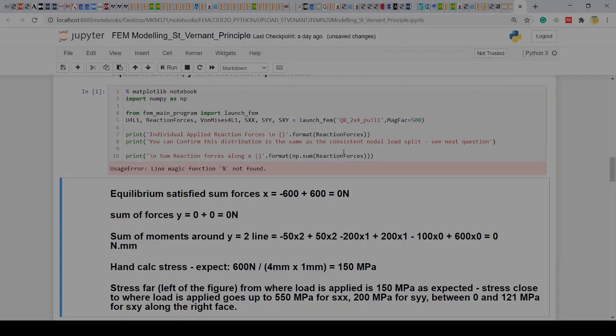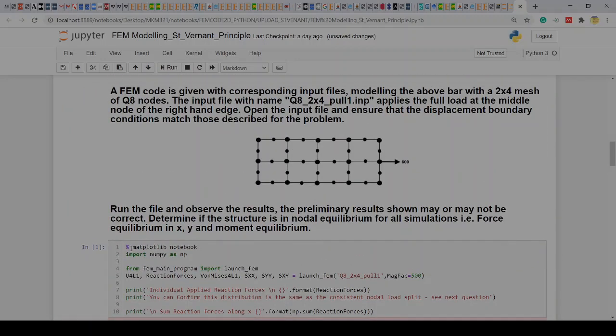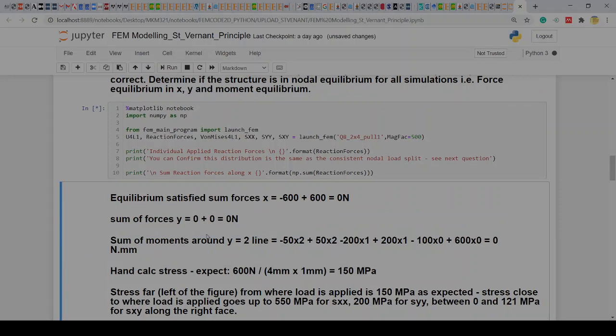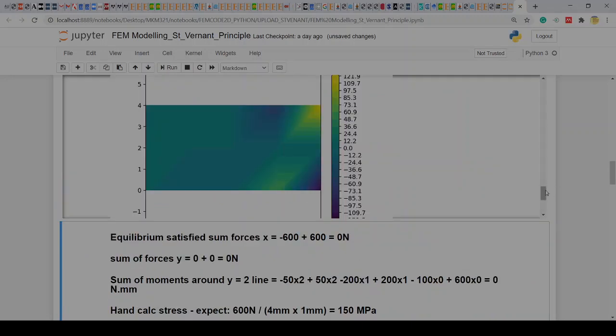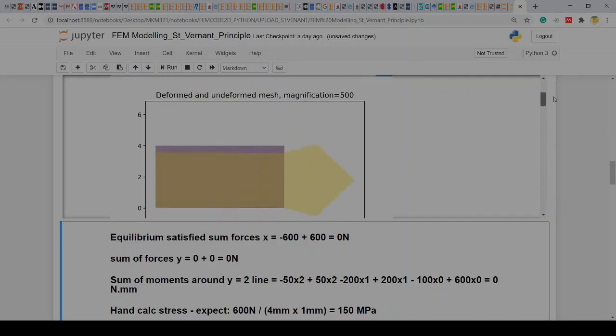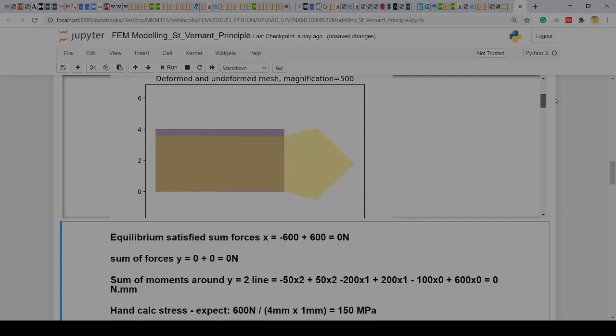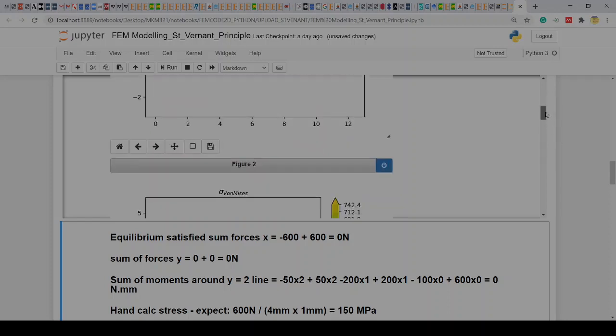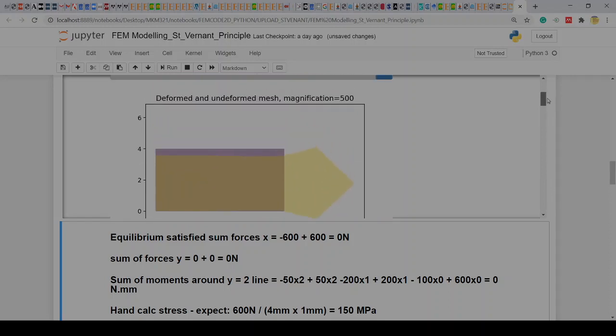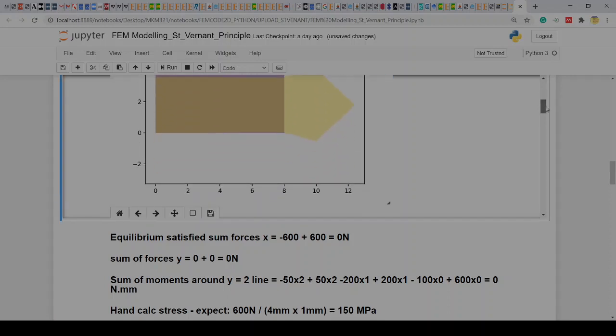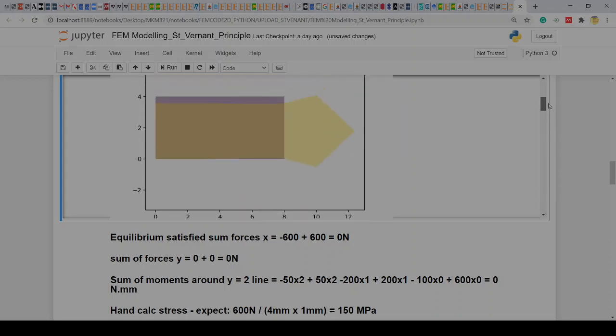Let's see. So it's magic. Let's run this file. So first off, what we see when we run it is the distributed load, the deformed structure, the undeformed structure, Poisson's contraction. So this is the same as what we saw yesterday when we were looking at yesterday's file. But let's look further now. I think the difference is that in yesterday's one we applied a 100 Newton load, and here we applied 600.